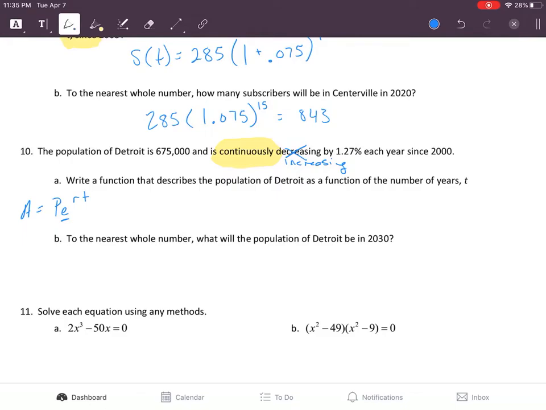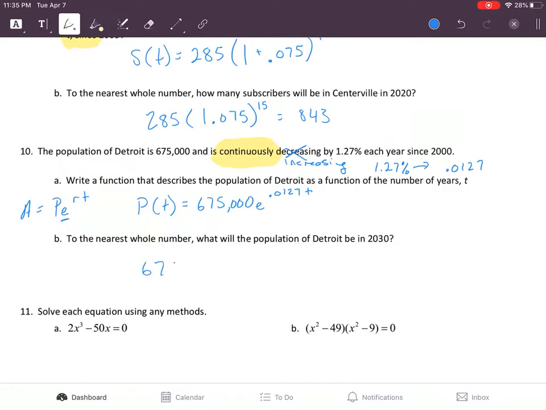When we're writing our function, we put the values where they belong. So the population over time is 675,000 times e to the r. The r is 1.27%, converted to a decimal, 0.0127. And then the time is t.